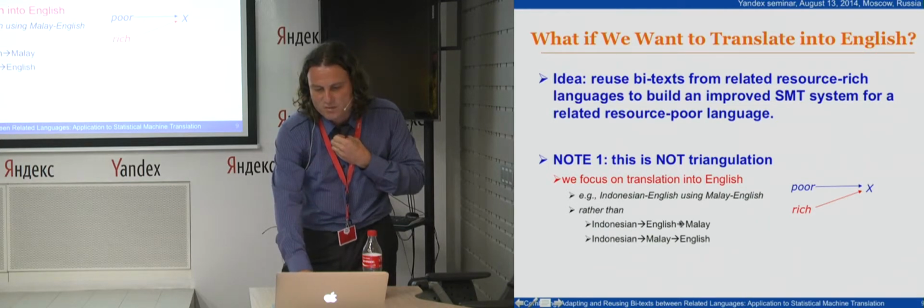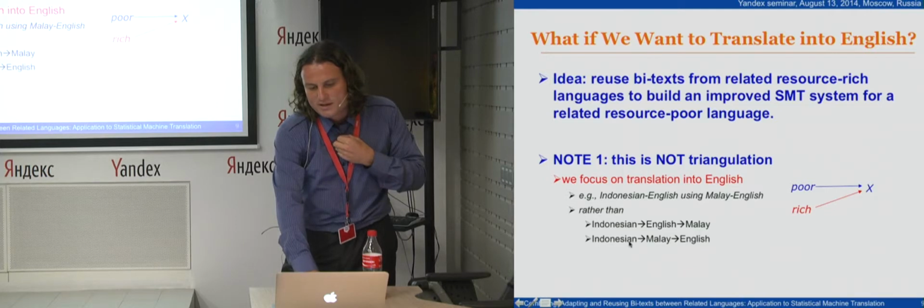And this is different from the triangulation in this kind of pivoting, where the task here is to translate from Indonesian to Malay, pivoting over English. Our task is to translate from Indonesian to English. And here is another scenario where you translate from Indonesian to Malay and then to English. But in this case, you presuppose that you have Indonesian-Malay data and Malay-English data. But in our case, we suppose that you have Indonesian-English and Malay-English. So this is our scenario.